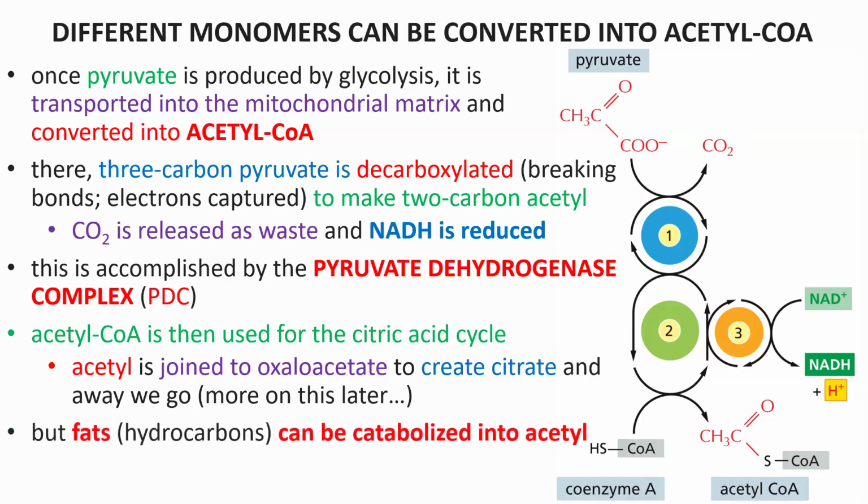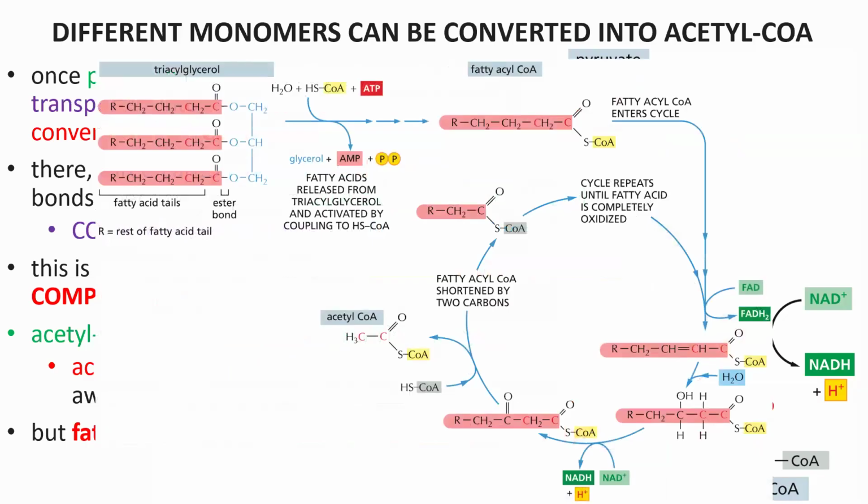As I said, I want to tell you about other things that become pyruvate or acetyl, and that includes fats and proteins and amino acids. Fats are purely hydrocarbons, right? They're so hydrophobic. That's why they're hydrophobic. And they can be directly catabolized or broken down into acetyl. And there it is. That is beta oxidation.